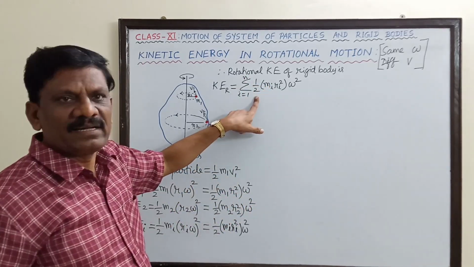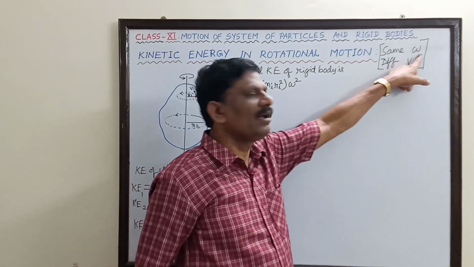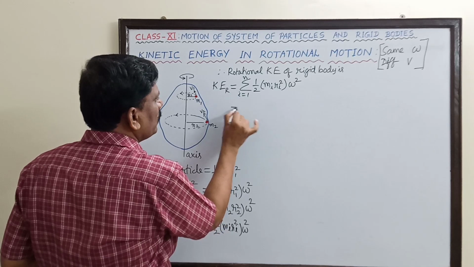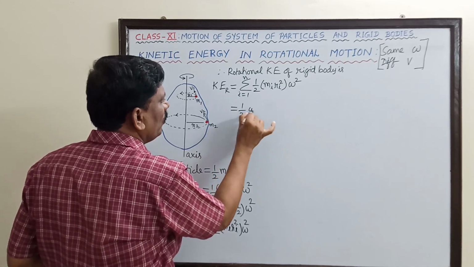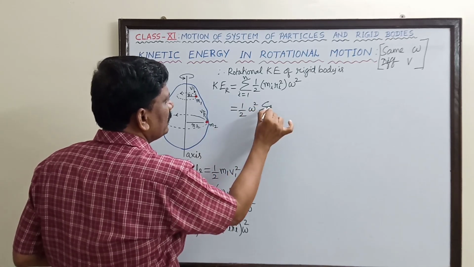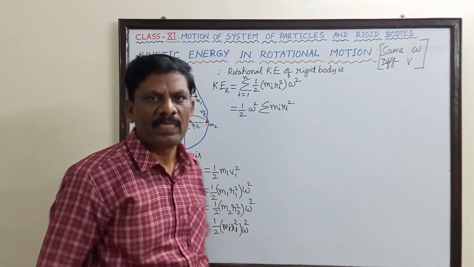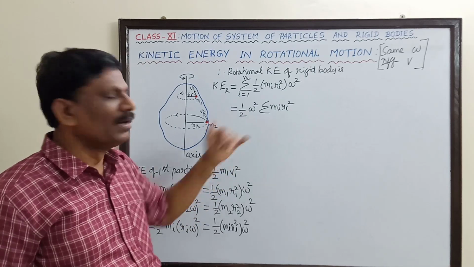But half is a constant and omega is the same for all the particles, it is also a constant. So omega square I will take out. So this is equal to half into omega square into sigma mi ri square. What is inside the sigma term? What is it?